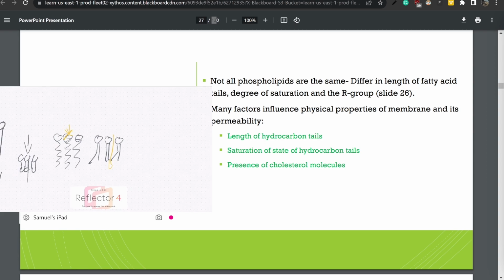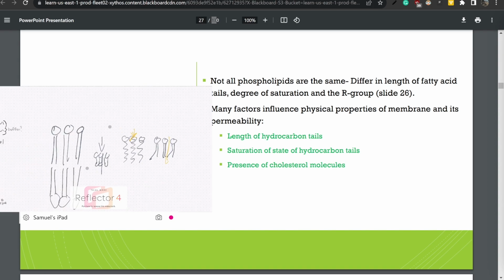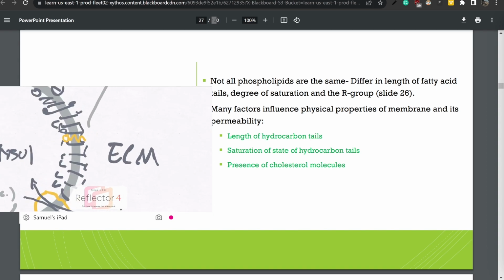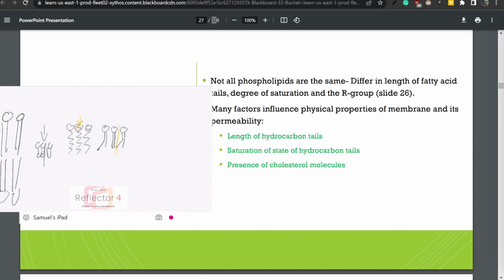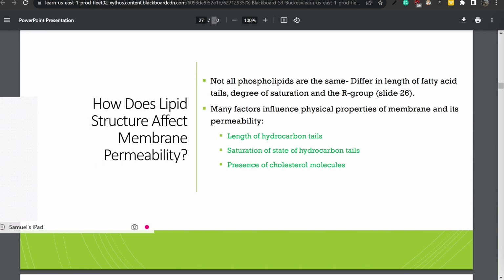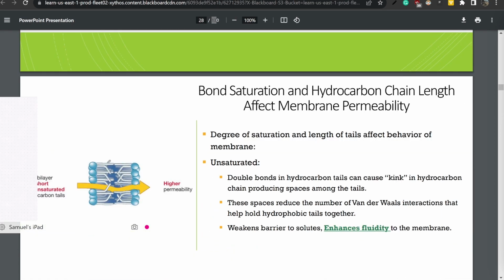And then presence of cholesterol. Yeah, if there's more cholesterol in here, then it's going to make it a lot more fluid. And if it's more fluid, then it's easier for stuff to go through. Okay, move on. You just gotta ask why about stuff, and then it just makes sense. You can rederive it on the test.